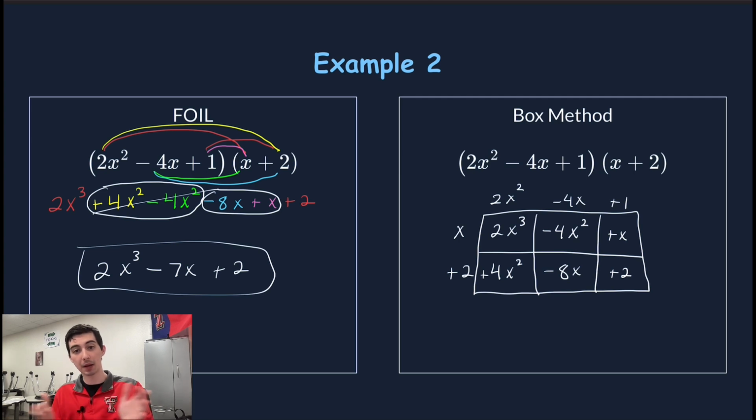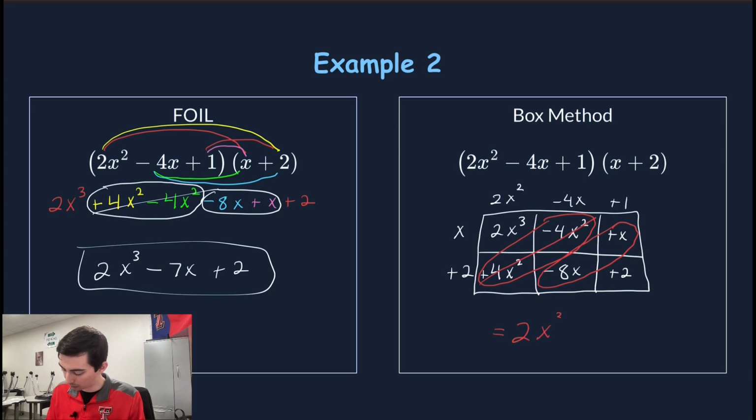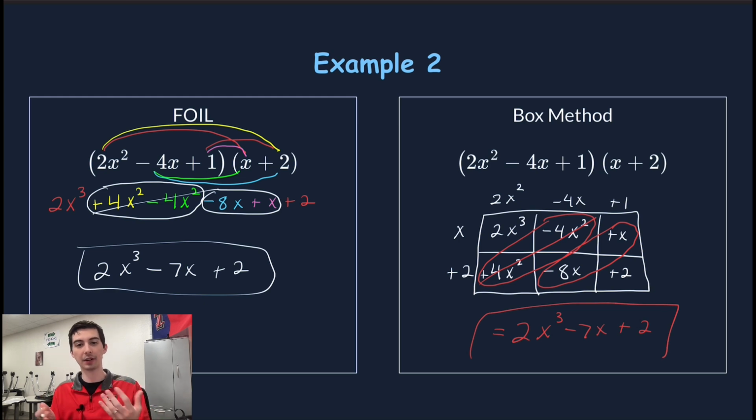And now again, I'm going to look at my diagonals to see if I have any like terms. And I do once again. I've got these x squareds and I've got these x's. And once again, 4x squared minus 4x squared is going to cancel. And I can combine my negative 8x plus my x to get negative 7x. So when I pull everything out, I get 2x cubed minus 7x plus 2. So we see that either of these methods are going to work every single time we do them.